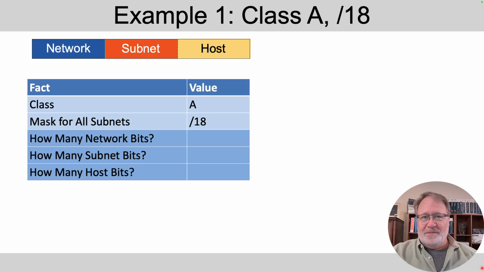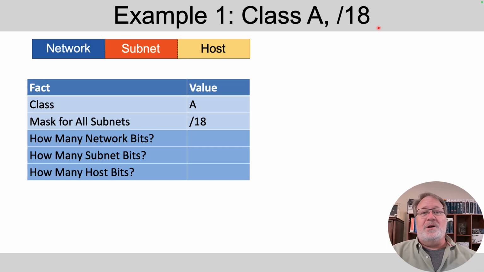Examples really do help. So I'm going to show you 5 examples that begin with a Class A network, but with different masks, in this case, /18. So again, the context is subnetting a Class A network, the designer's choosing to use one mask and one mask only for all subnets, and that mask is /18, meaning in each subnet it's the first 18 bits that are the same in every address.